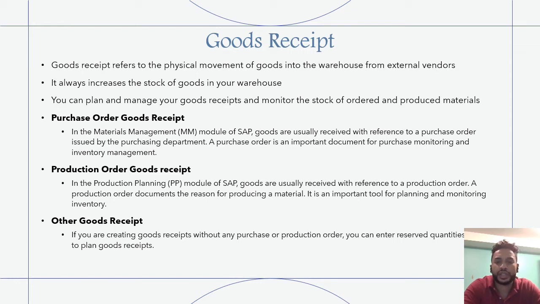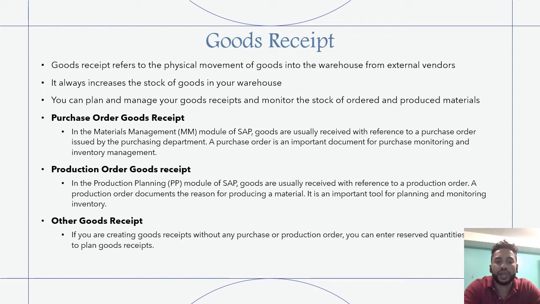Don't worry about the module, that's all just textbook stuff. But goods are usually received with reference to a purchase order issued by the purchasing department. A purchase order is an important document for purchasing, monitoring, and inventory management, as we know. So that's purchase order, right? If you're purchasing something, there's a goods receipt that comes from that because you have stuff coming to your warehouse.